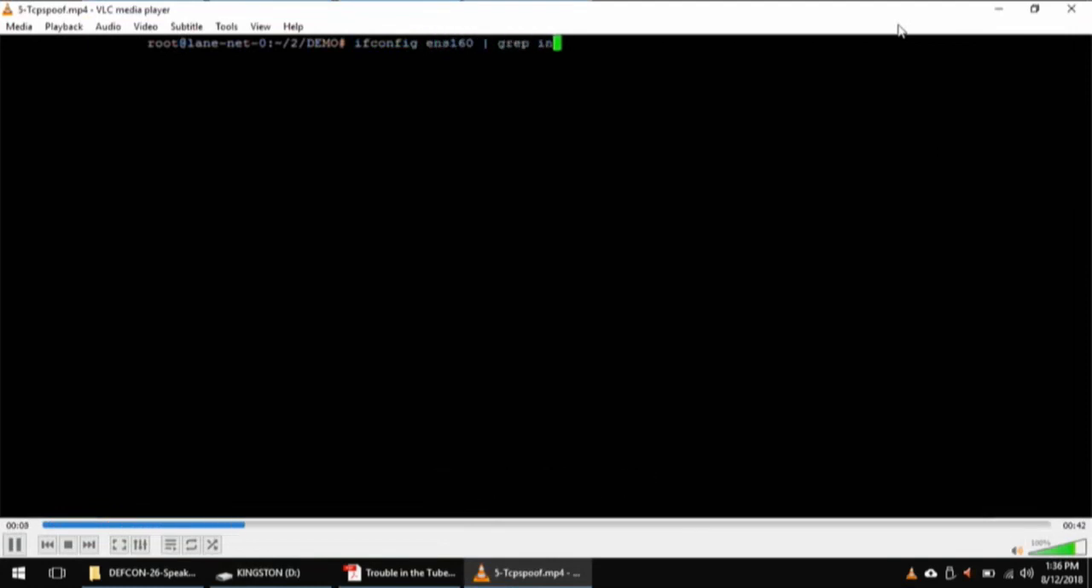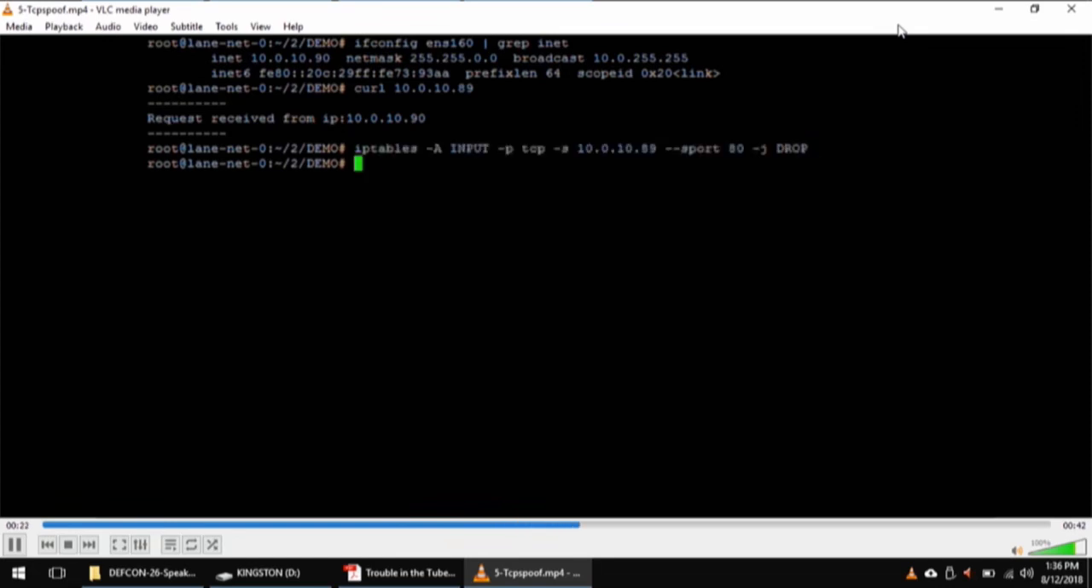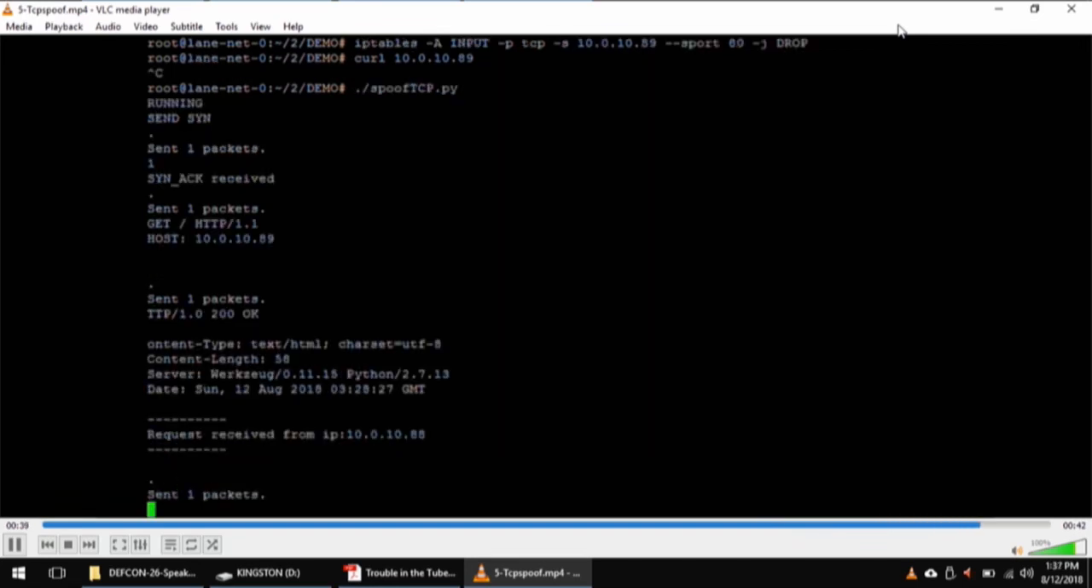So really quick, we're going to see what our IP address is, and we're going to request a page from a web server that's going to respond with our IP address. That matches up, 10.0.10.90. And then we're going to make it so we can no longer communicate directly with that host, just for the purposes of the demonstration. So now we can no longer communicate with the web server, just so you guys believe me. And we're going to spoof a TCP connection. So here, we're going to send a SYN packet. That's going to be intercepted and sent back to us. And then we're going to complete the handshake and request traffic.